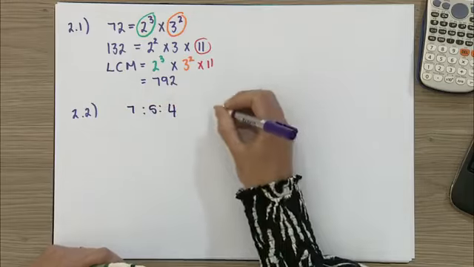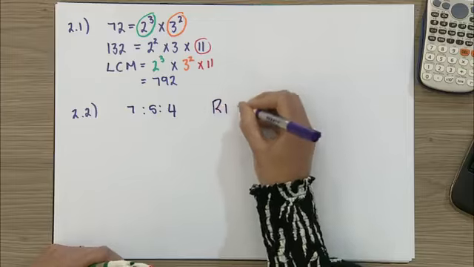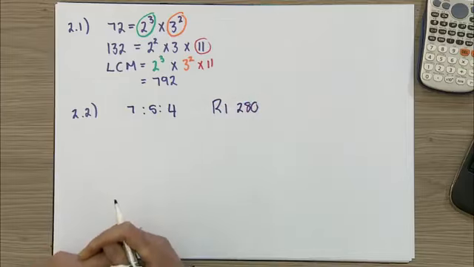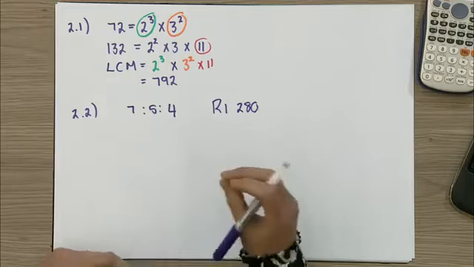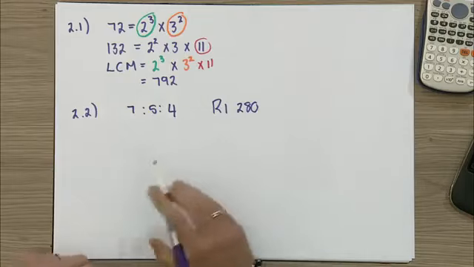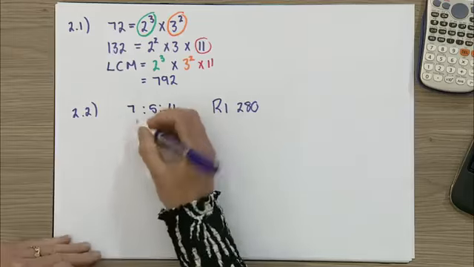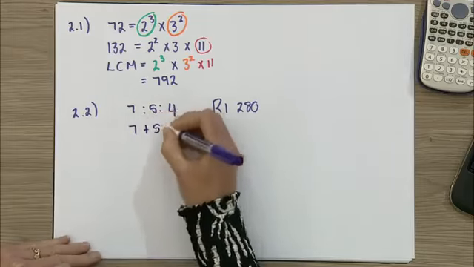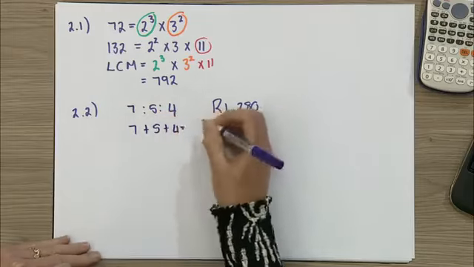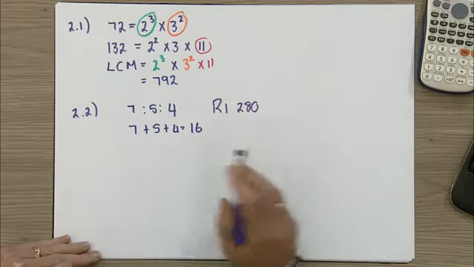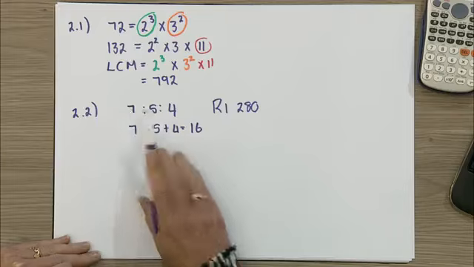And I need to divide that 1,280 Rand in that ratio, but they're only asking what part son A is receiving. So first of all, let's see into how many parts this is divided. 7 plus 5 plus 4 gives me this. This is divided into 16 parts. Son A, our first one, must get 7 out of the 16.